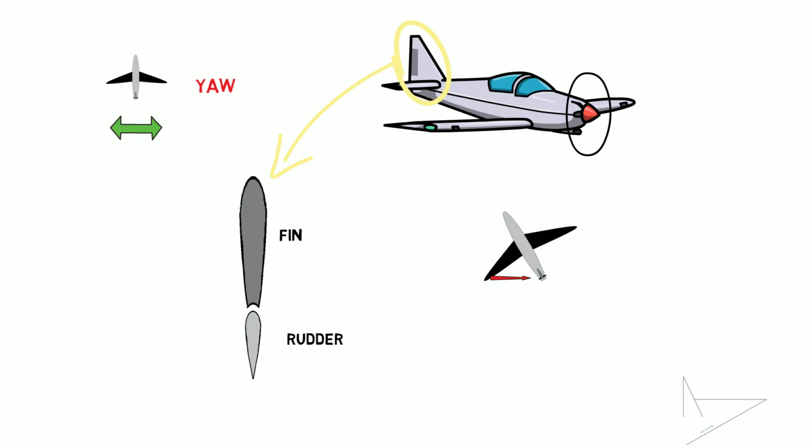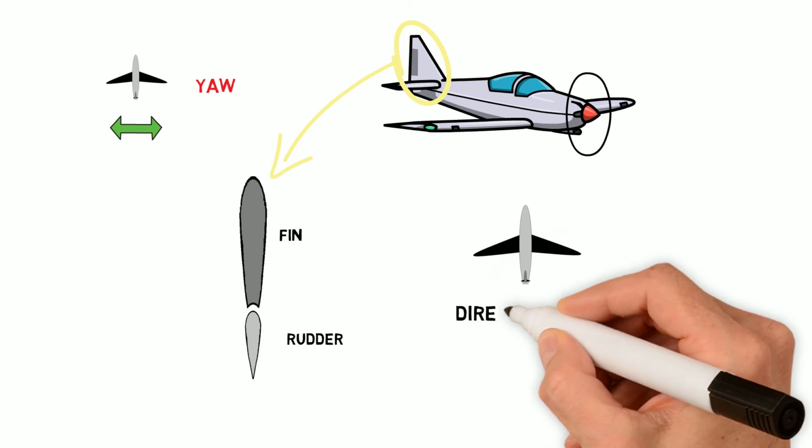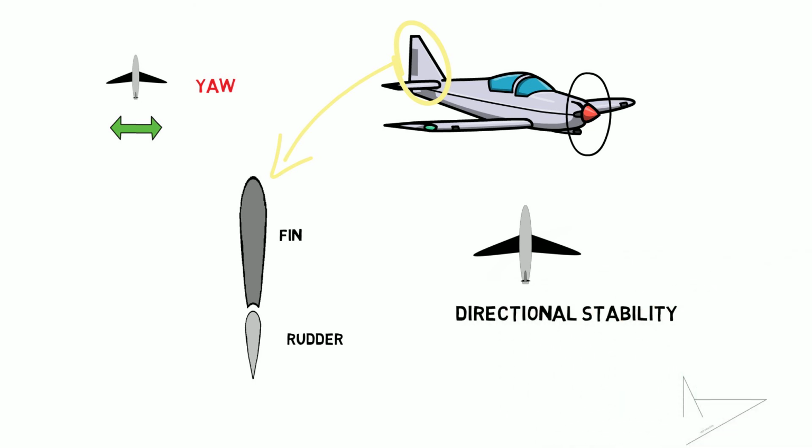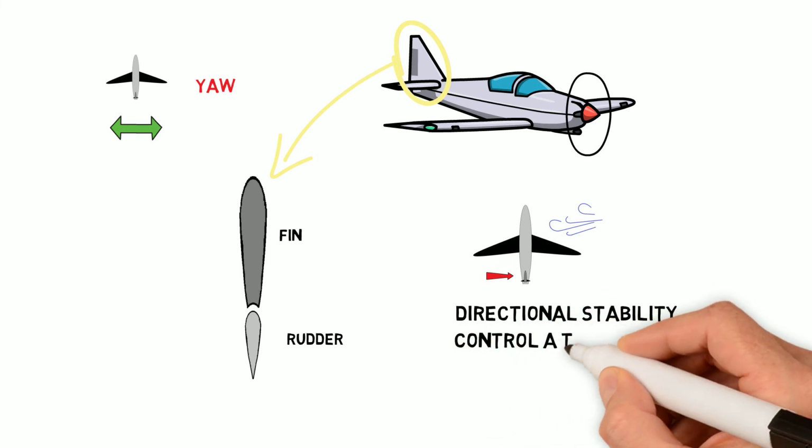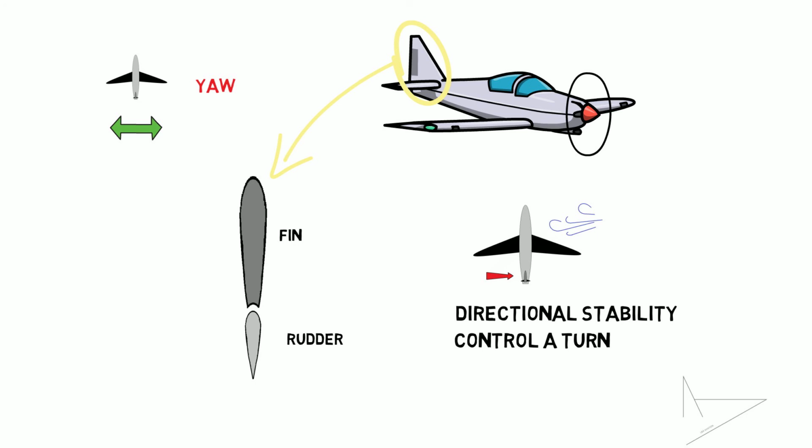The fin and the rudder are mainly used to control directional stability by creating a force that prevents the aircraft from yawing, or simply put, keeping it going straight. It also helps with resistance forces created by turning the aircraft. So by using the rudder, you can keep control of a turn by counteracting these forces.